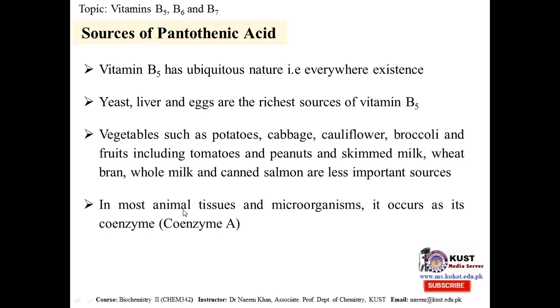In most animal tissues and microorganisms, it is present in coenzyme A. Coenzyme A is a very important coenzyme in the human body, and we know it is an important component of the electron transport chain. So in animals, it is mostly present in the form of coenzyme A.